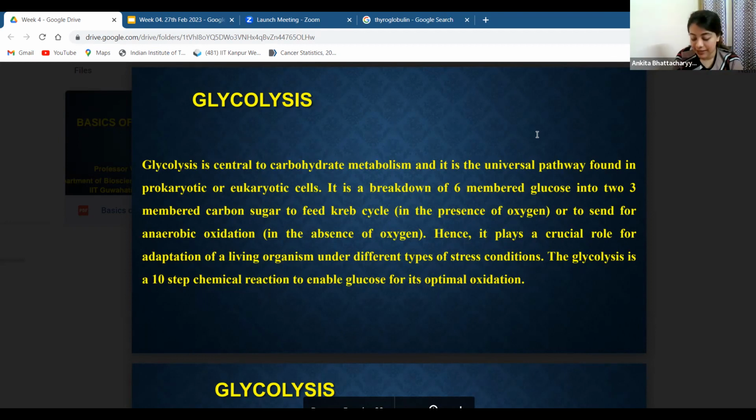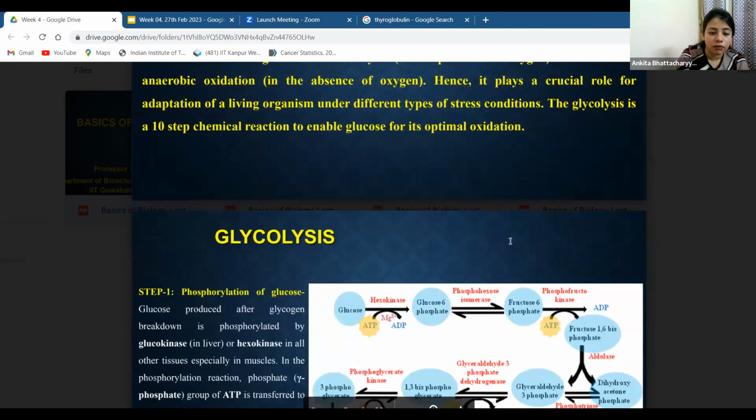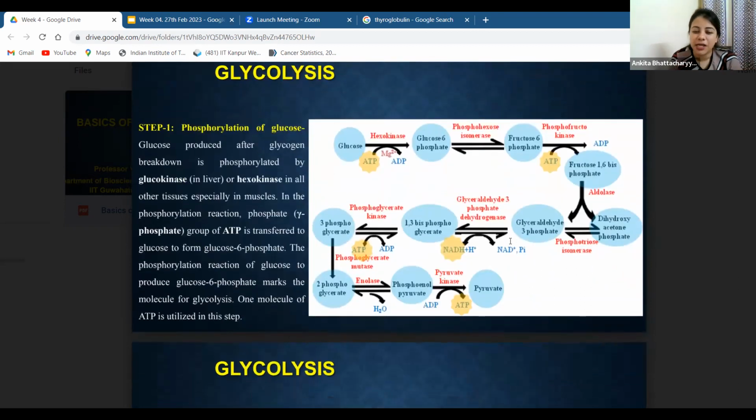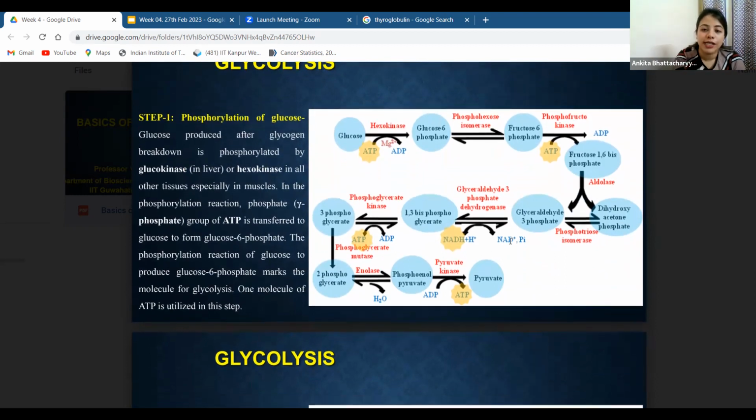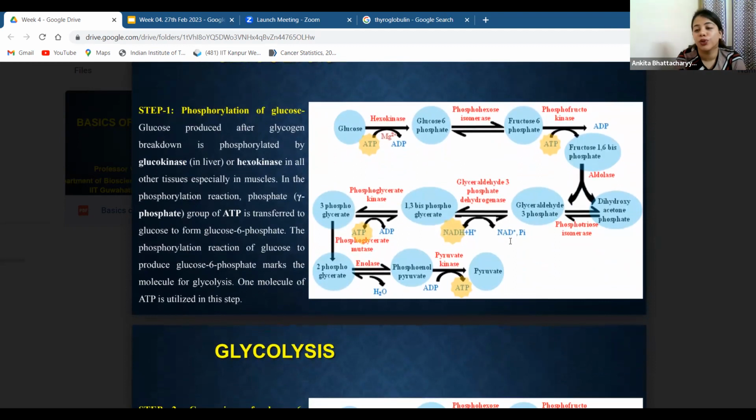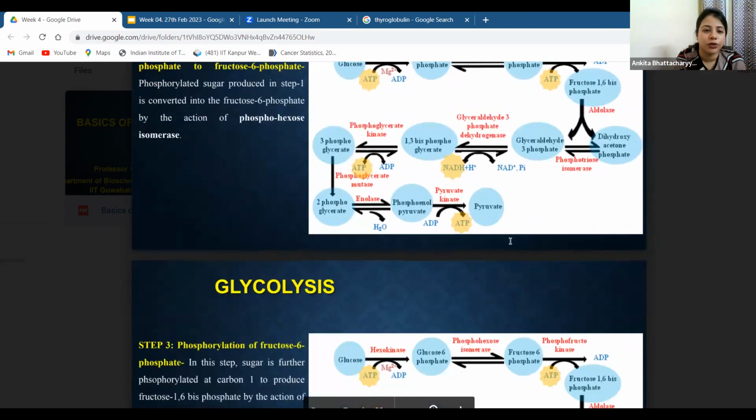It's a 10-step chemical reaction, and it involves a lot of different enzymes that ultimately use up glucose to produce the downstream molecules. These are the different steps. I'll not go through all of them because it has been elaborated in a huge amount of detail. So you see how it goes from glucose to glucose 6-phosphate. We can actually go through the steps here.